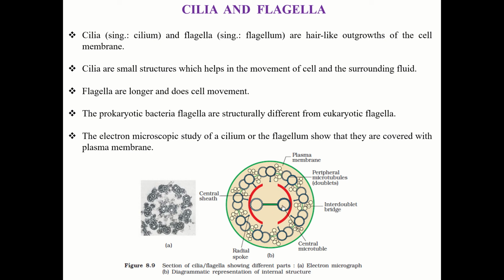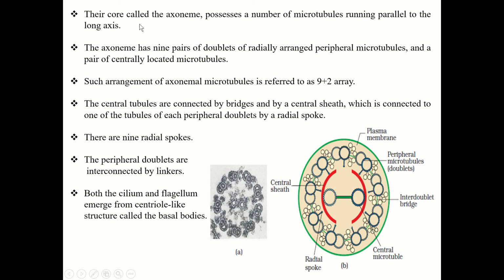At the center you will find 2 central microtubules, and at the periphery you will find 9 microtubules: 1, 2, 3, 4, 5, 6, 7, 8, 9. Their core, called the axoneme, possesses a number of microtubules running parallel to the long axis. The axoneme has 9 pairs of doublets. You can see here these are the doublet microtubules, and they are 9 in number.